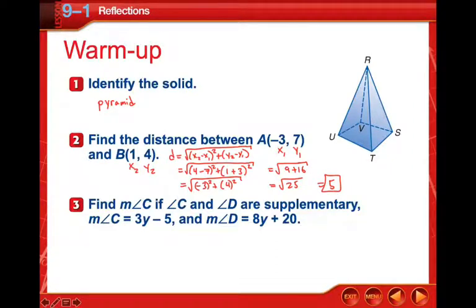Number 3, we know that they're supplementary, so we want to find what measure of angle C is. So that means we just add these up, set them equal to 180, and solve for y. So 3y minus 5 plus 8y plus 20 equal to 180. We're going to combine like terms, so we got a 3y and 8y, that's 11y. Negative 5 and 20, that's 15, equal to 180.